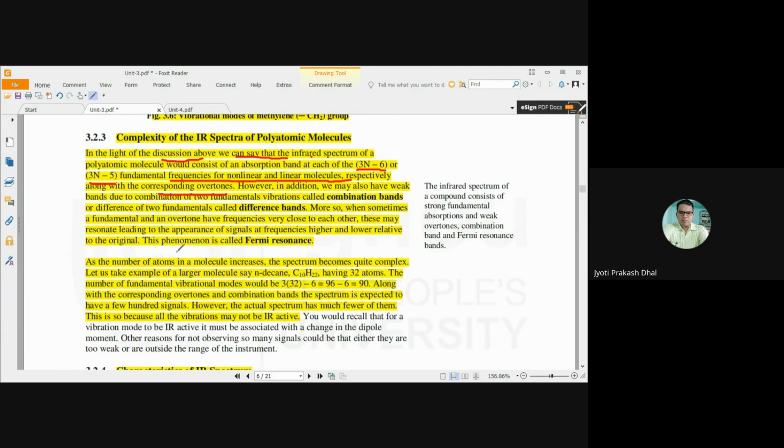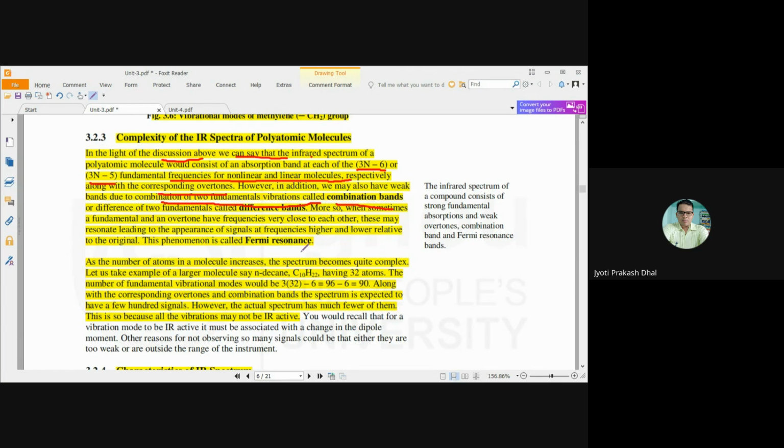So that means if the molecule is linear, then the number of fundamental vibrational frequencies equals 3n minus 5, and if the molecule is non-linear, then the number of fundamental modes of vibration equals 3n minus 6. Apart from that, the molecule can also show the first overtone and the second overtone. In addition, we may also have weak bands due to combination of two fundamental vibrations, which is called combination.